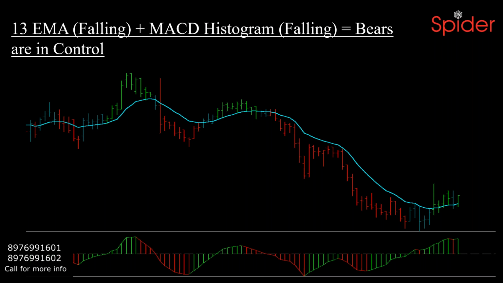Next, when will you get to know that the bears are in control? As you can see, three colored candles are formed on the chart: the first one is green, the second is blue, and the third is red. If the candle is forming in green, it is indicating that currently this script is in the control of bulls. If it is blue, it is indicating that the script is in a little bit of confusion whether to go in a particular direction. And if it is red, it is clearly telling you that it is in a bearish mode.